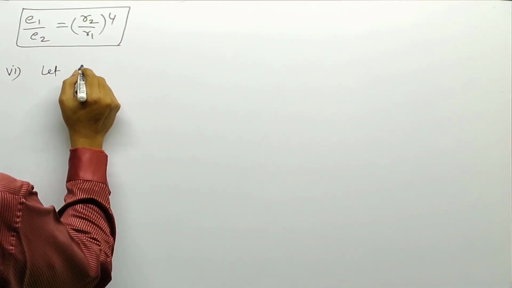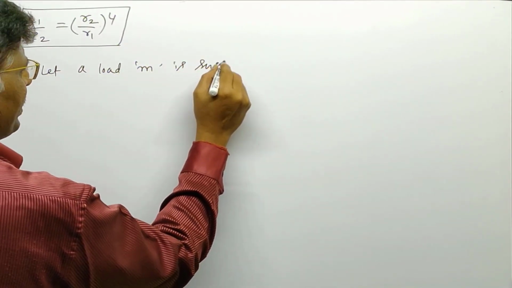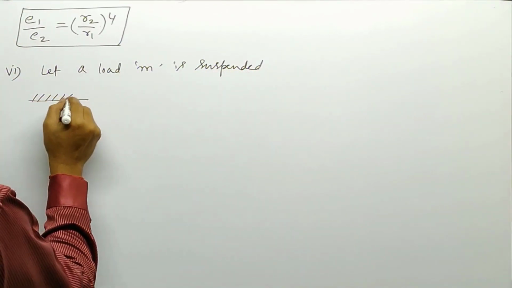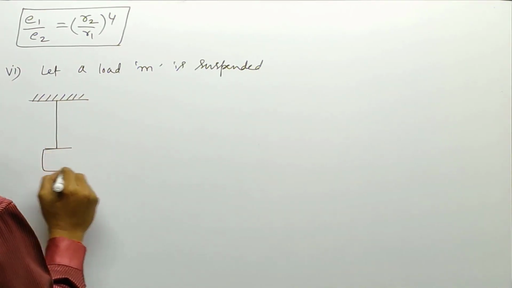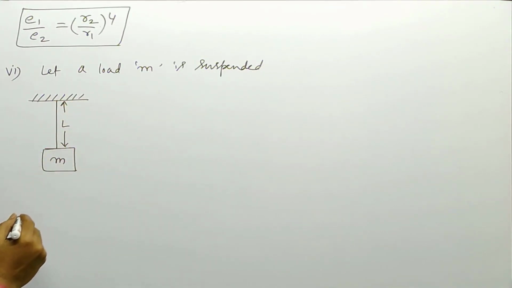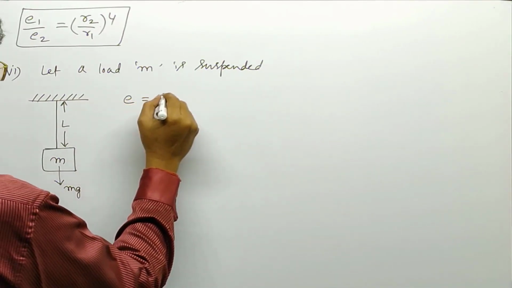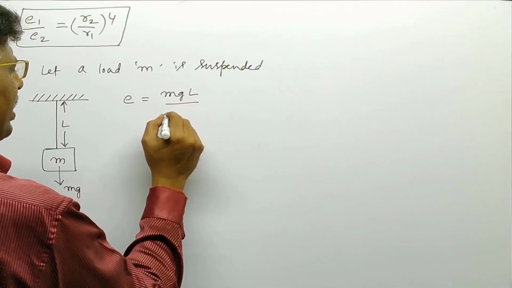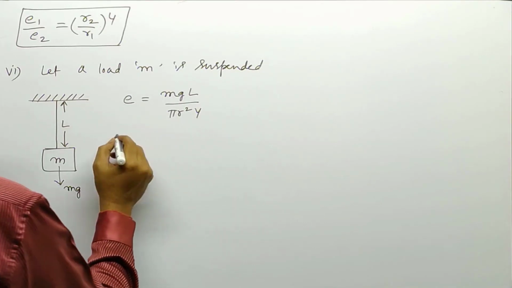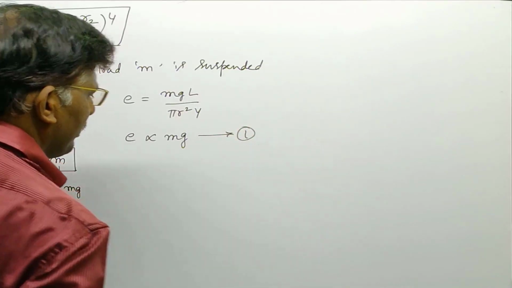Let a load M be suspended from a wire. See, observe here. When a mass M is suspended from a wire of length capital L, here load is equal to mg. So E is equal to mgl divided by pi r square Y is the formula. Or here you can write it as E is directly proportional to mg. Let us assume that it is equation number 1.